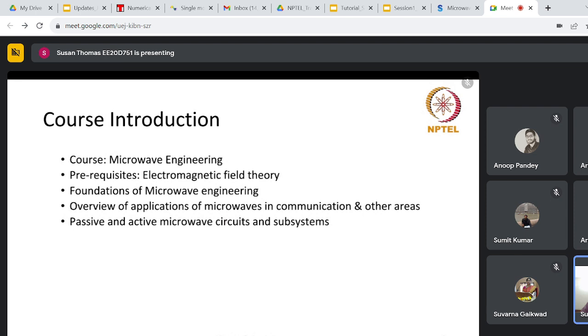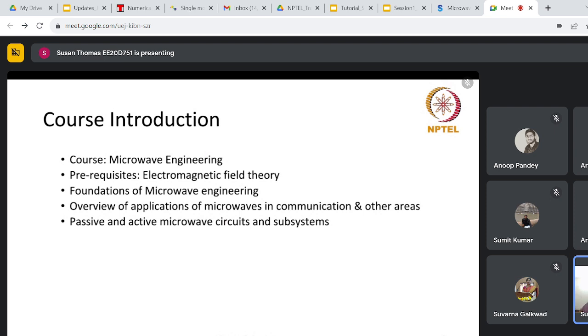The beginning of the course will be focused on the very fundamentals of transmission lines, which is really helpful because almost all the application areas require knowledge of transmission lines. So that is going to be the very first part of this course.